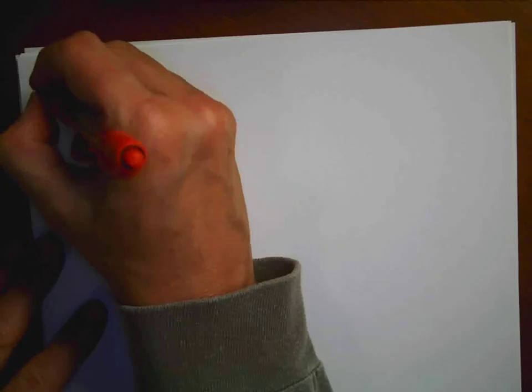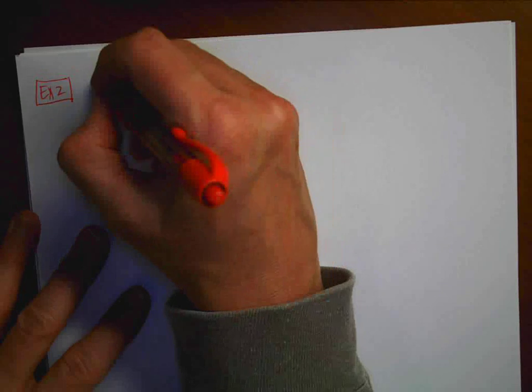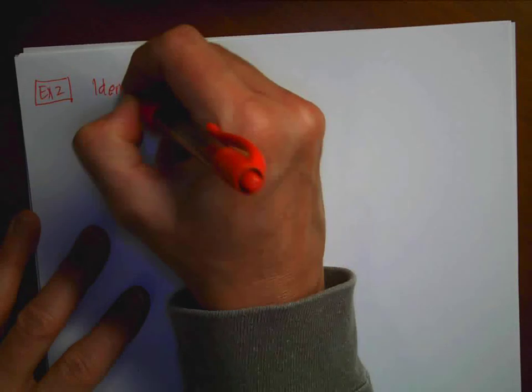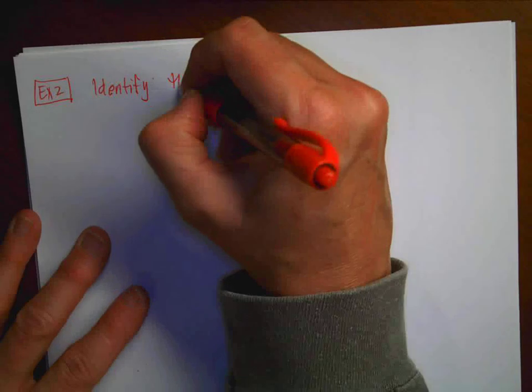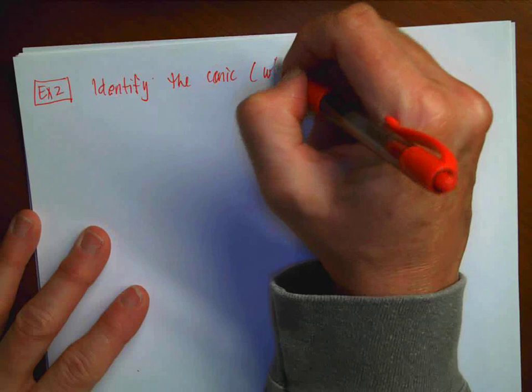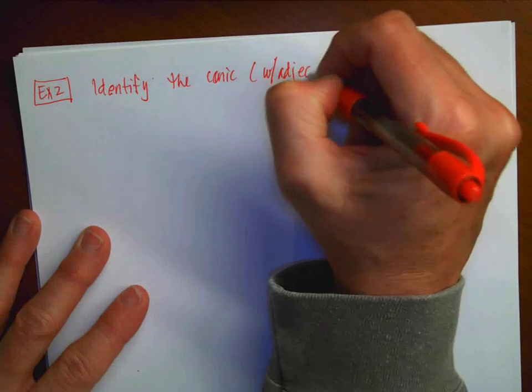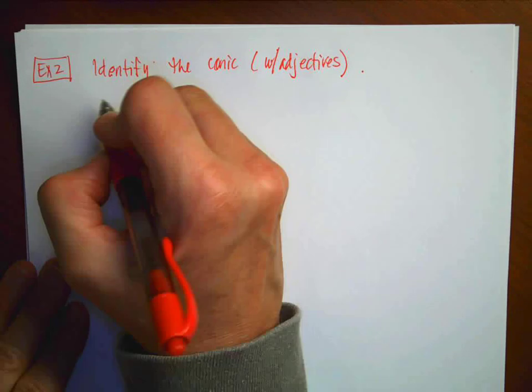All right. We don't have many examples today because the process is virtually the same. Identify the conic, spelling is optional, and of course we're going to have it with adjectives. I do know a wee bit of English.